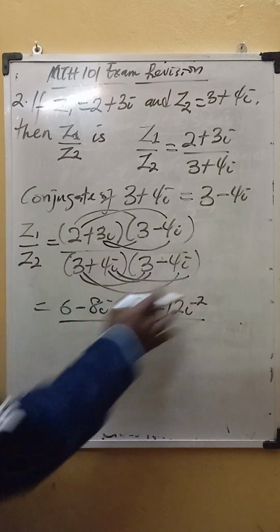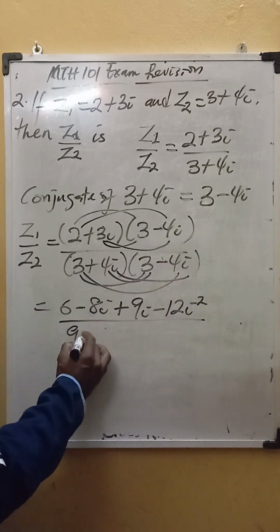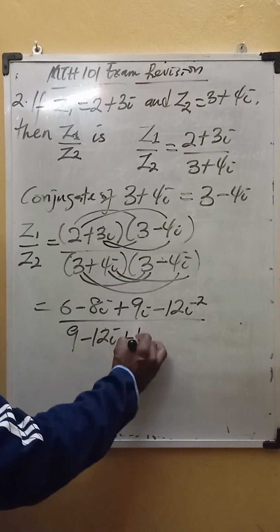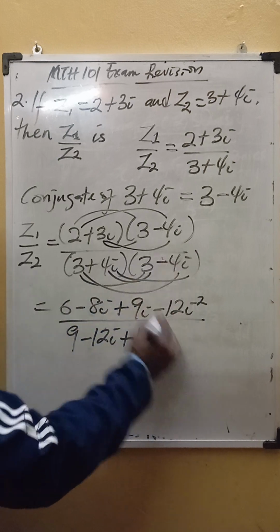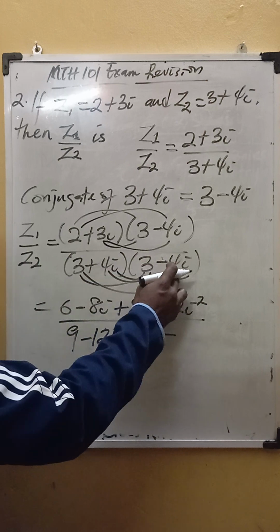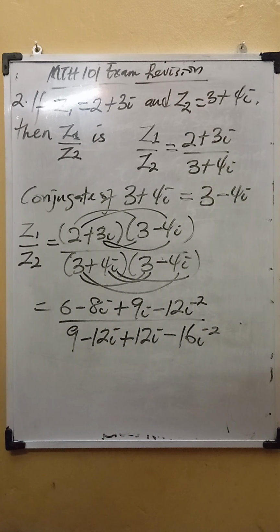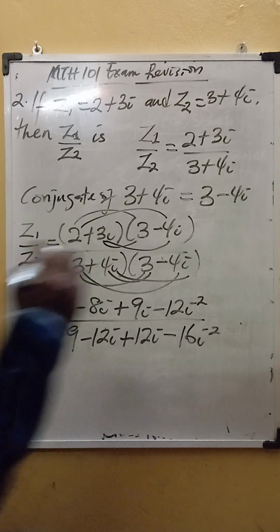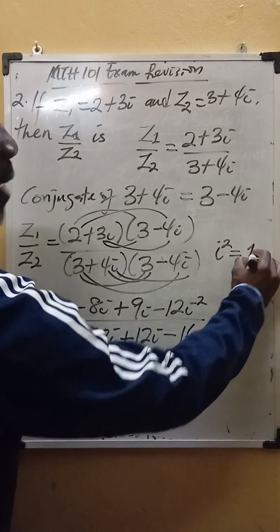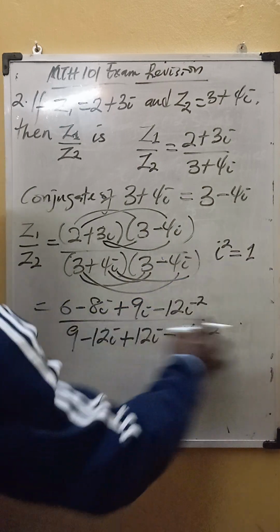So let's go down to the denominator now. This times this, we are going to have 9. And then this times this, we have minus 12i. Then this times this, we also have plus 12i. So this times this, consider the signs, plus times minus is a minus. So 4 times 4 is 16i squared. But there's something I want you to take note of, that by rule, i squared is equal to 1. So you are going to substitute the value of i squared into this expression.